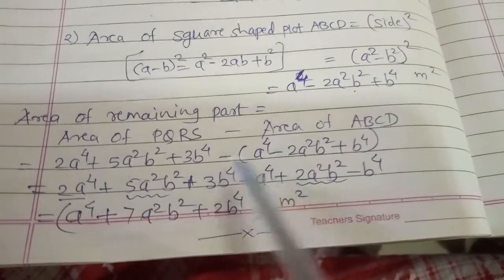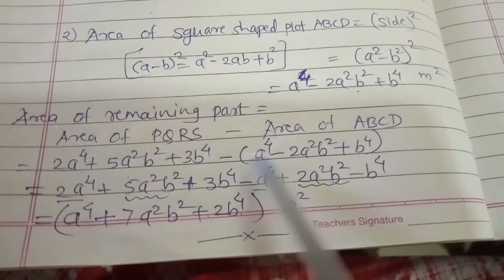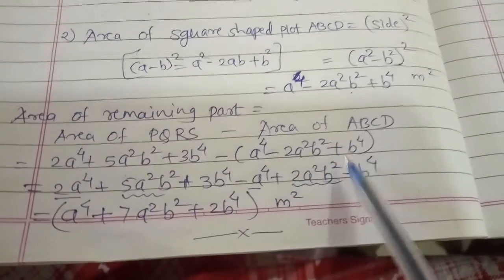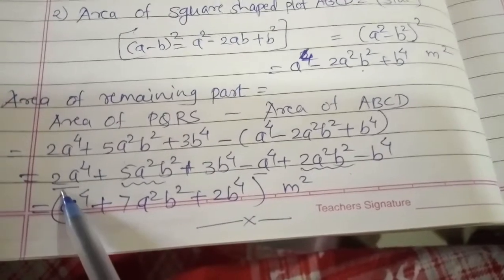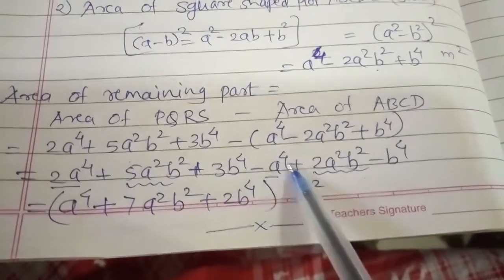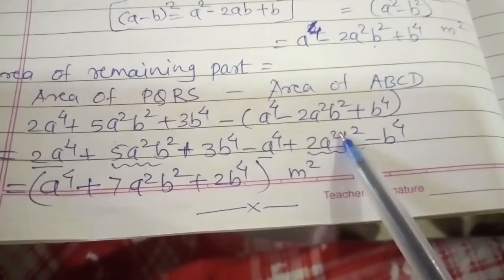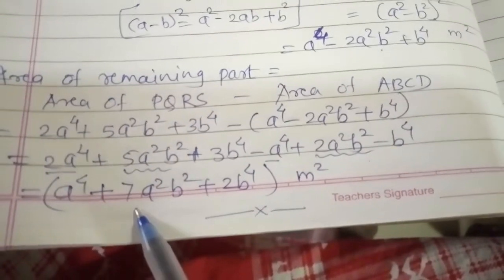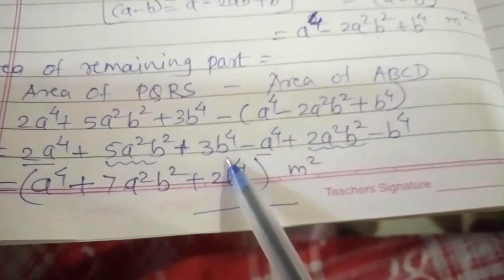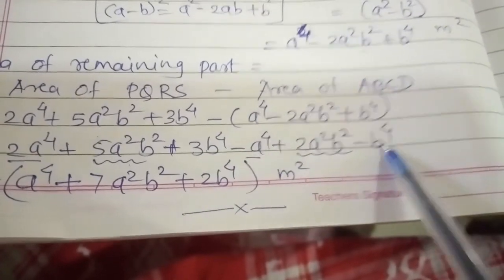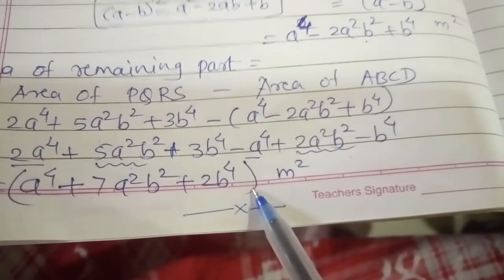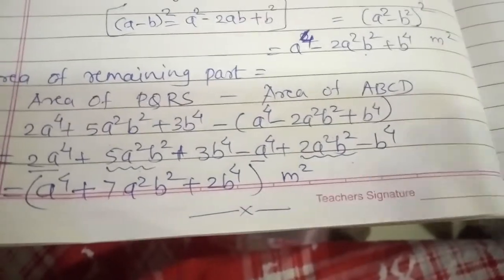And now just open this bracket, so this term becomes minus, this is plus, and this one is minus. So underline the similar terms. So 2a raised to 4 and this a raised to 4 will get a raised to 4. This 5 and this 2, so 5 plus 2, 7a square b square, and this plus 3 and minus 1, so we'll get here plus 2b raised to 4 meter square.